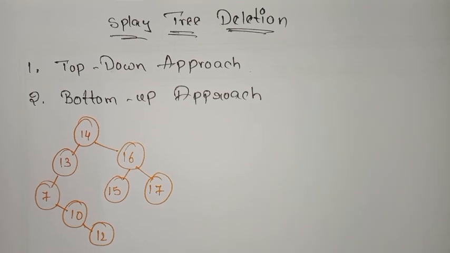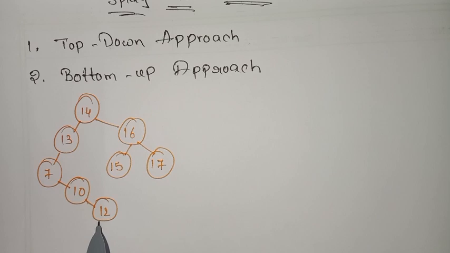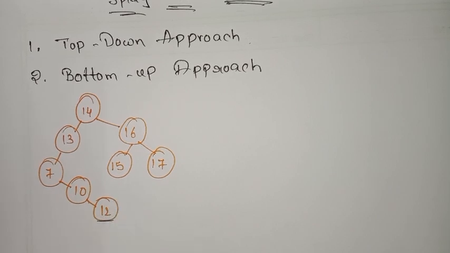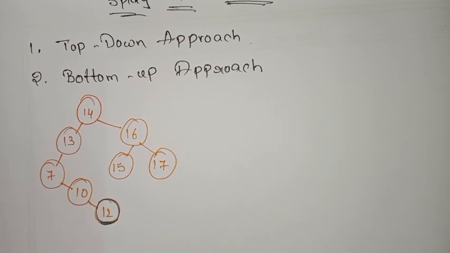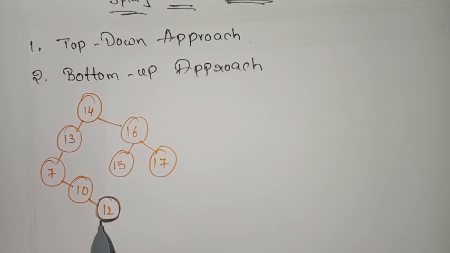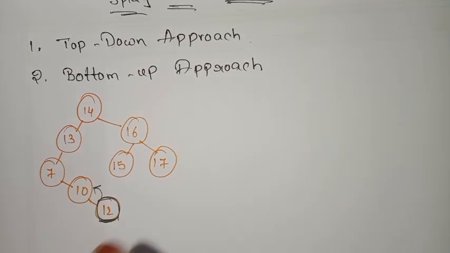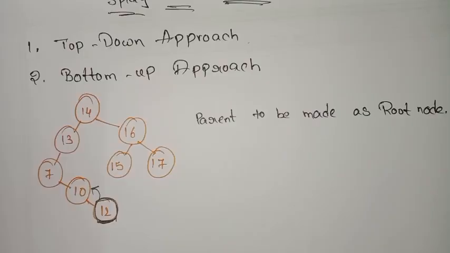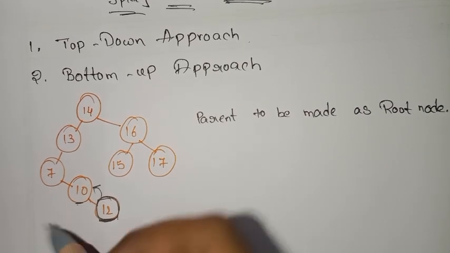Here the bottom up approach is somewhat easier than top down, because just see here, this is one tree structure. Here I want to delete 12. So where is 12? 12 is located as a leaf node. Now I want to delete this 12. What do I need to do? After deletion of this 12, I need to make its parent a root. Only one condition we need to follow in the bottom up approach: for 12's parent, we need to make it the root node.